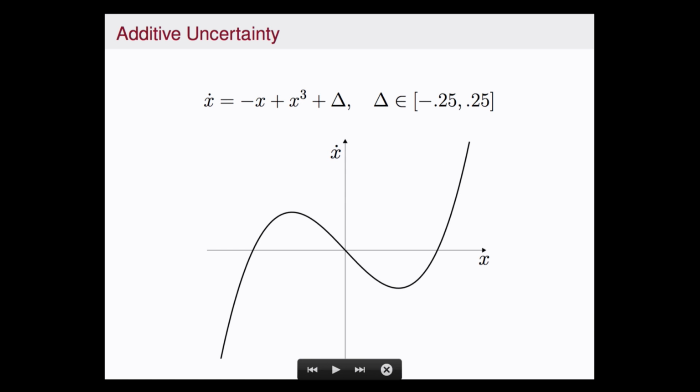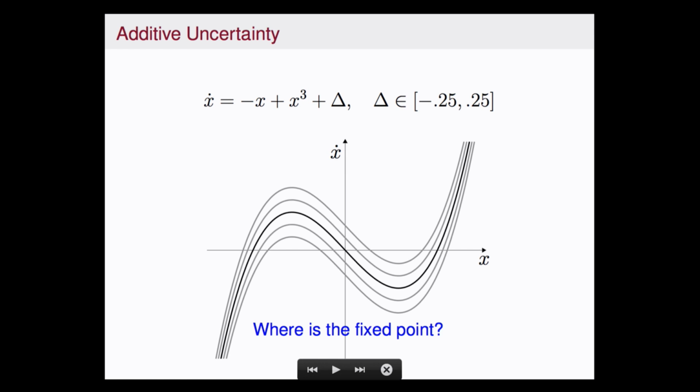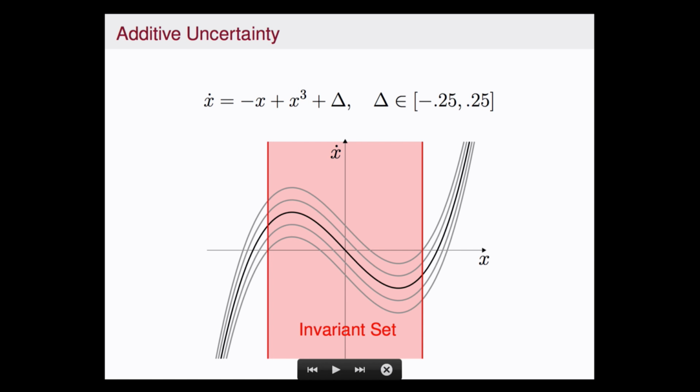It gets interesting if you start adding additive uncertainty, because what happens to the function then? It moves up and down, right? So where's the fixed point, right? We don't know where the fixed point is. So if you ask me for V dot to be strictly negative over the interval, it's going to say, sorry, I can't prove stability to the origin. But you can ask questions like, if I start inside that region, will I stay inside that region?